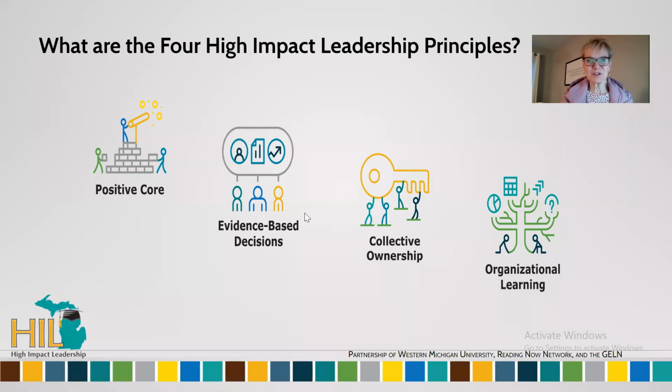The 4 high impact leadership principles then are to have a positive core, and with that, we're going to include the growth mindset. Secondly, evidence-based decision making, and with that, we're really going to study carefully our data, our children's data. Thirdly, with the collective ownership, we're going to emphasize how important it is for every grade level to understand and to own the standards and to teach them with some consistency for the children. And then lastly, to help us organize our buildings, tools and resources and PD so that all the teachers, whether they're veteran or new, are supported, and then the children are also.